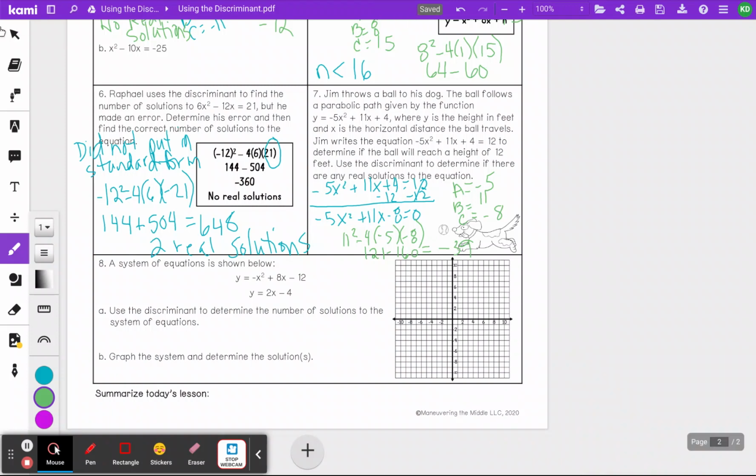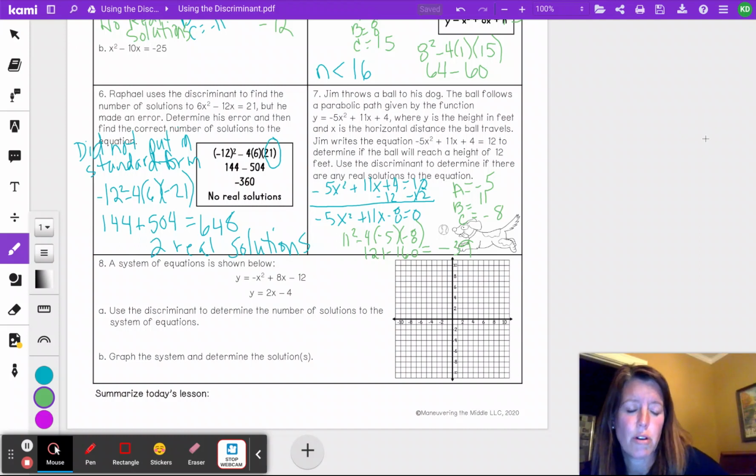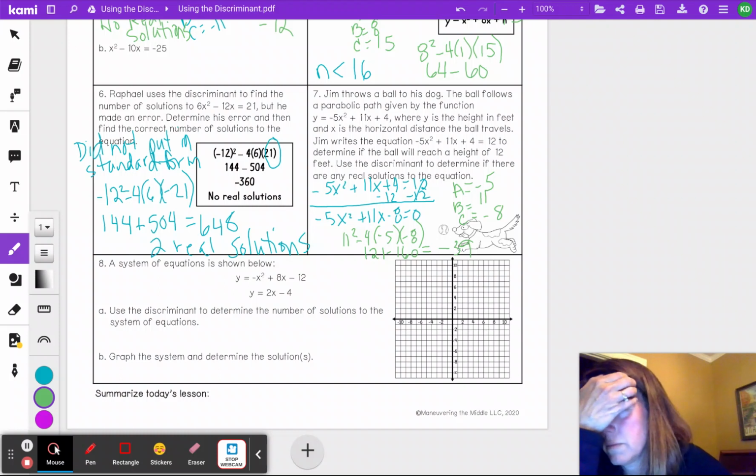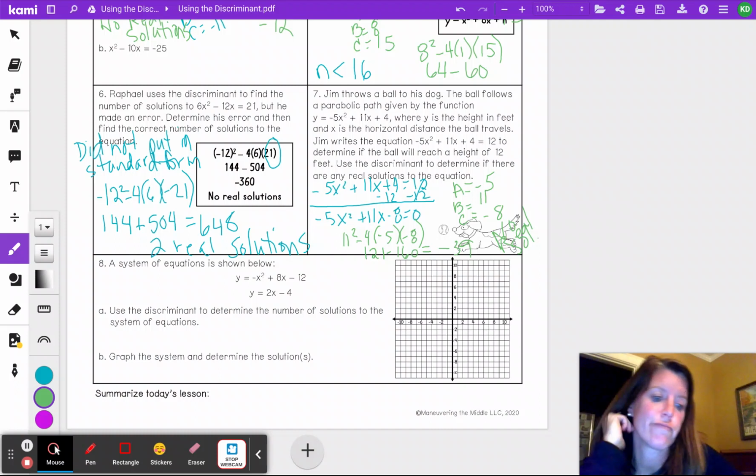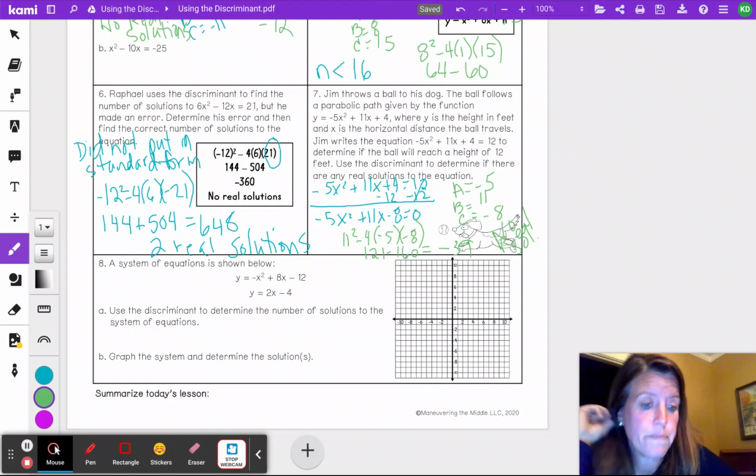Let me check my work. Yeah, so that is no real solution. So it will not reach a ball of 12 feet. Sorry, John. You're not throwing it high enough. So no real solutions. Nope, sorry. Got to throw it a little harder, buddy.